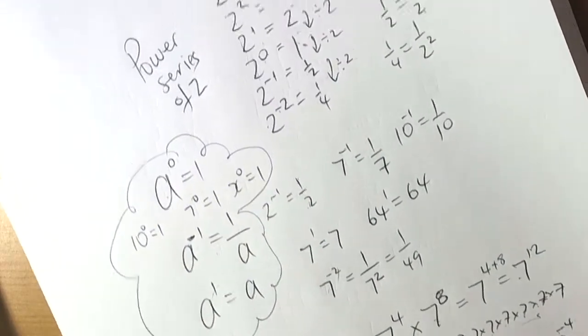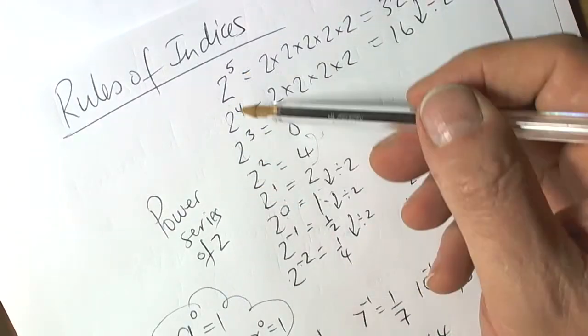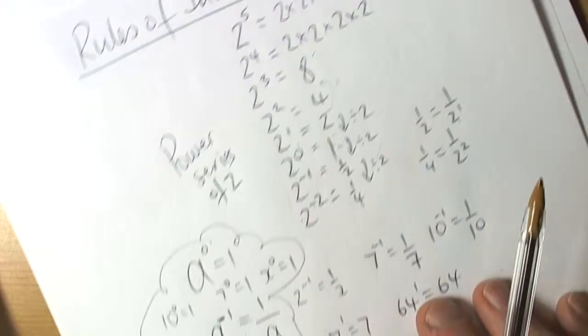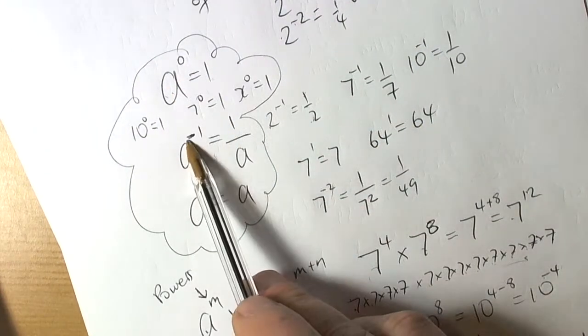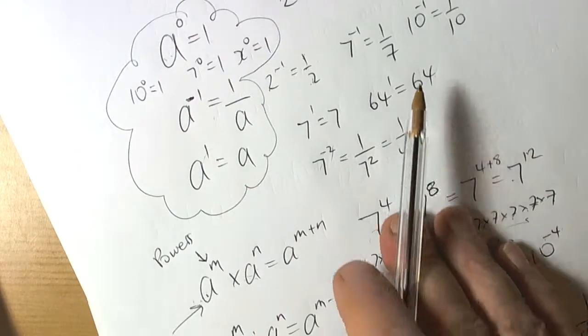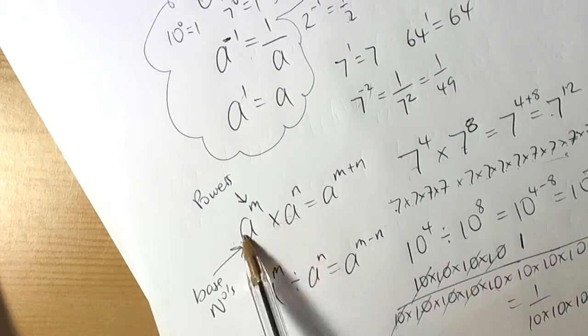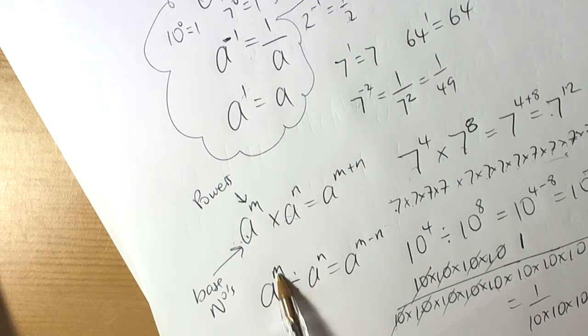So that's a quick reminder about the rules of indices that you guys need to learn. So understand how the power series helps us to see the patterns. Then learn the rules. Anything to the power of 0 is 1. Anything to a negative power is 1 over. Anything to the power of 1 is the number itself. When you're timesing with the same bases, then you can add the two power numbers. And when you're dividing with the same bases, you can take away the two power numbers.